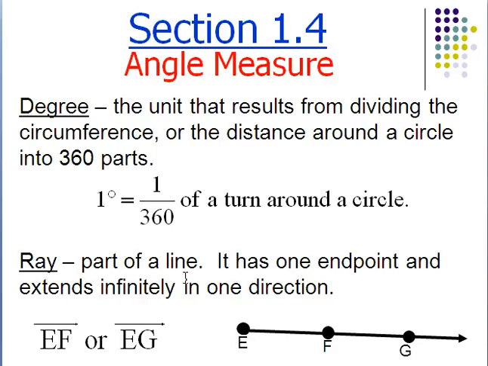A ray is a part of a line. It has one endpoint and extends infinitely in one direction. I like to say a ray is a combination between a segment and a line. So you can call this figure here ray EF or ray EG. You could technically probably call it ray FG if you wanted to as well.